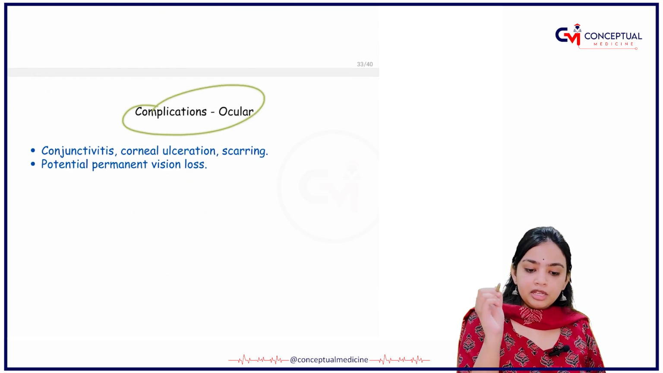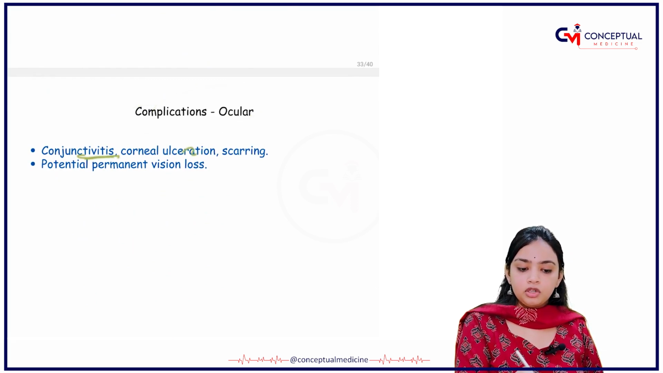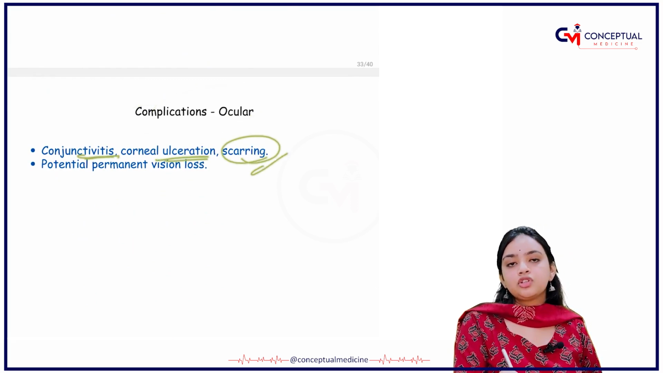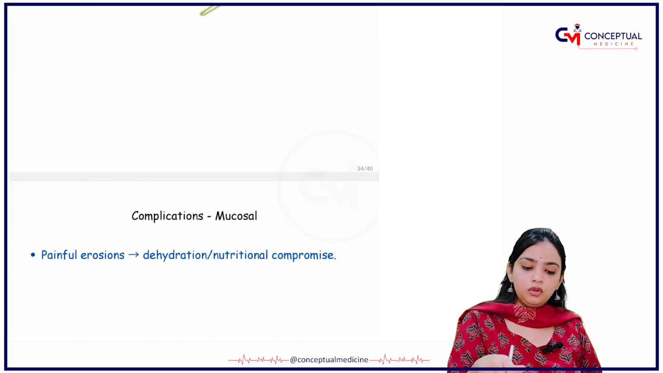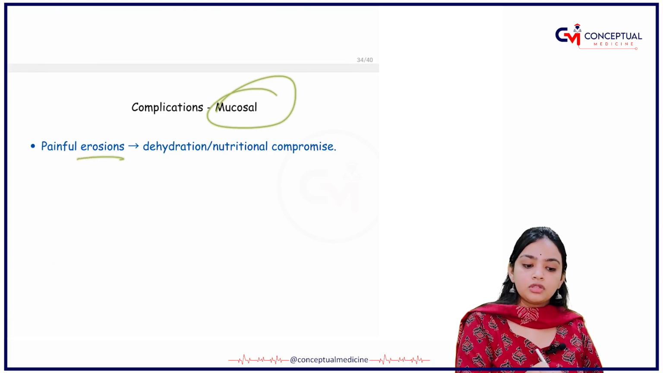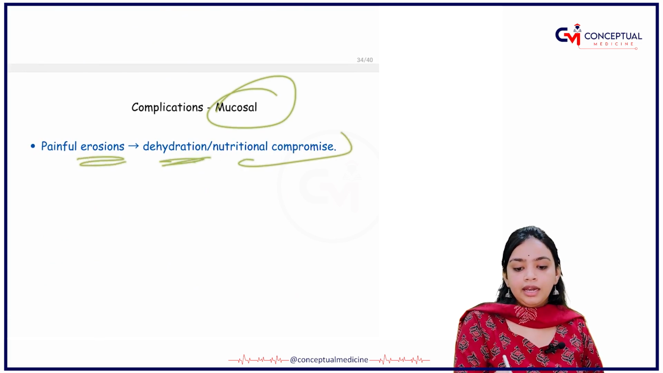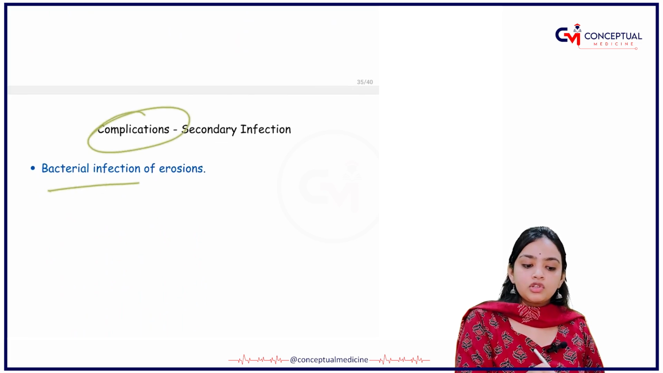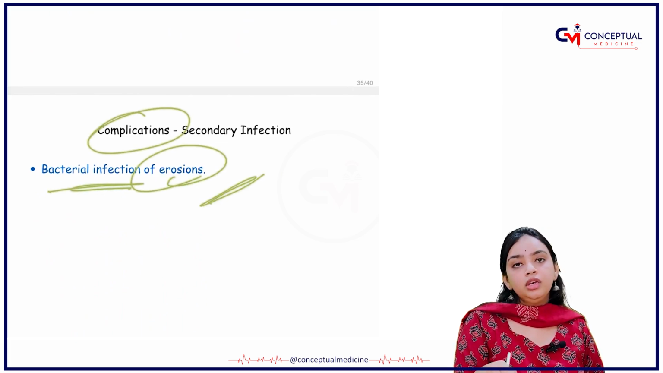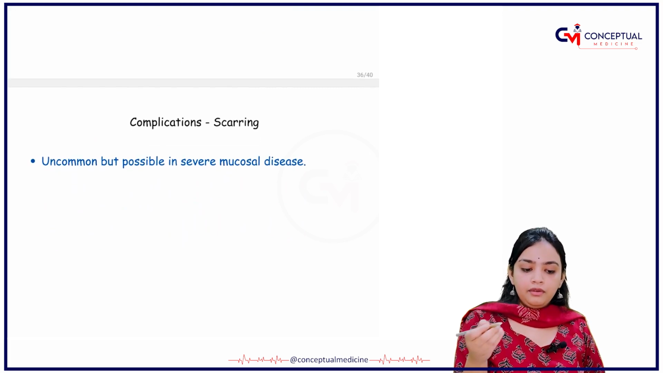What are the other complications that can occur? First one, there can be conjunctivitis, corneal ulceration, and scarring. There is potential permanent vision loss. Okay. What are the other complications? There will be painful erosions, dehydration, and compromised nutrition for the patient. Other complications: there can be bacterial infections of the erosions that the person can have.